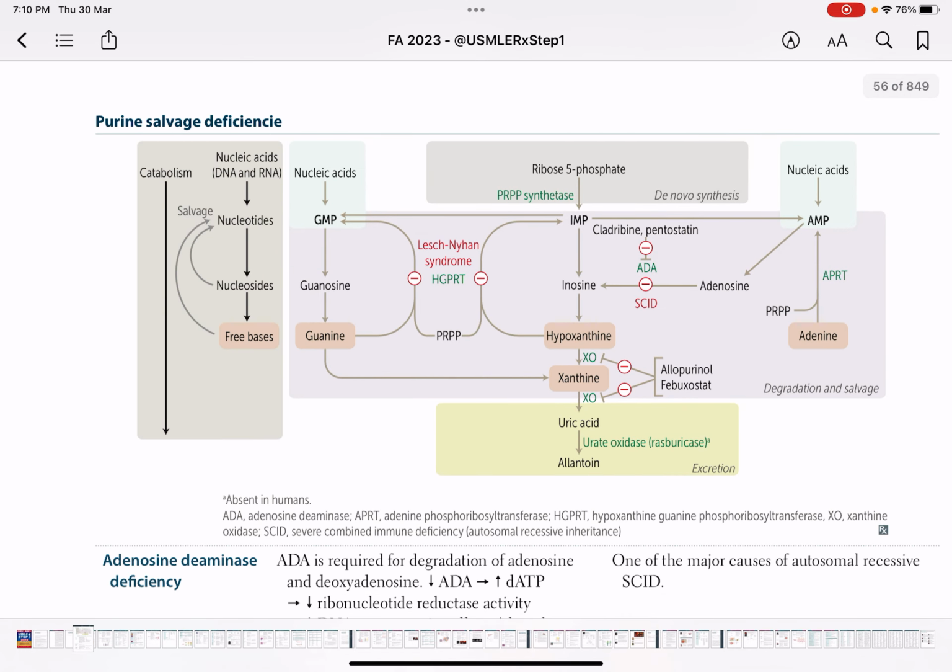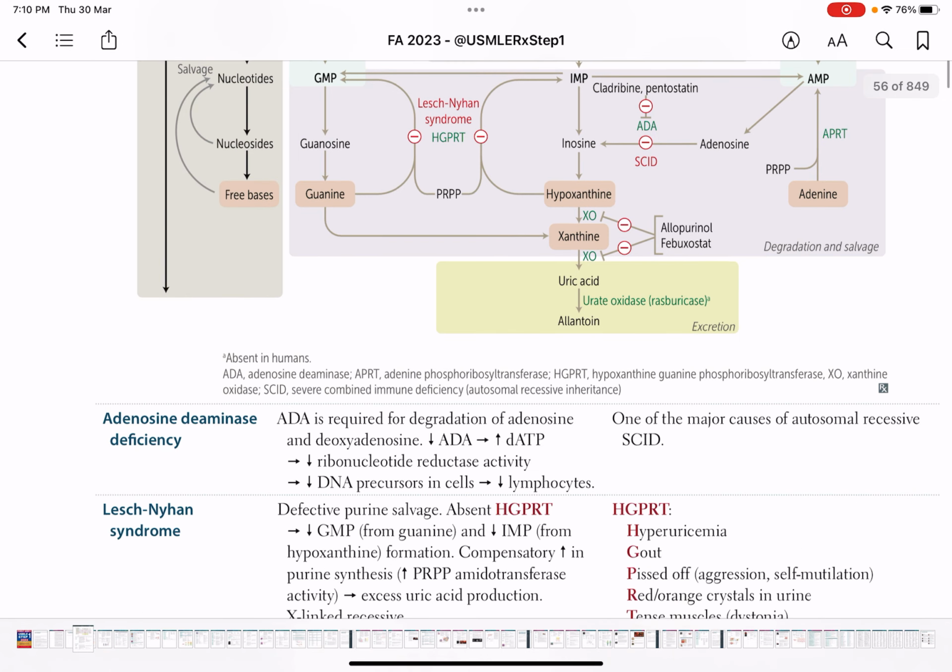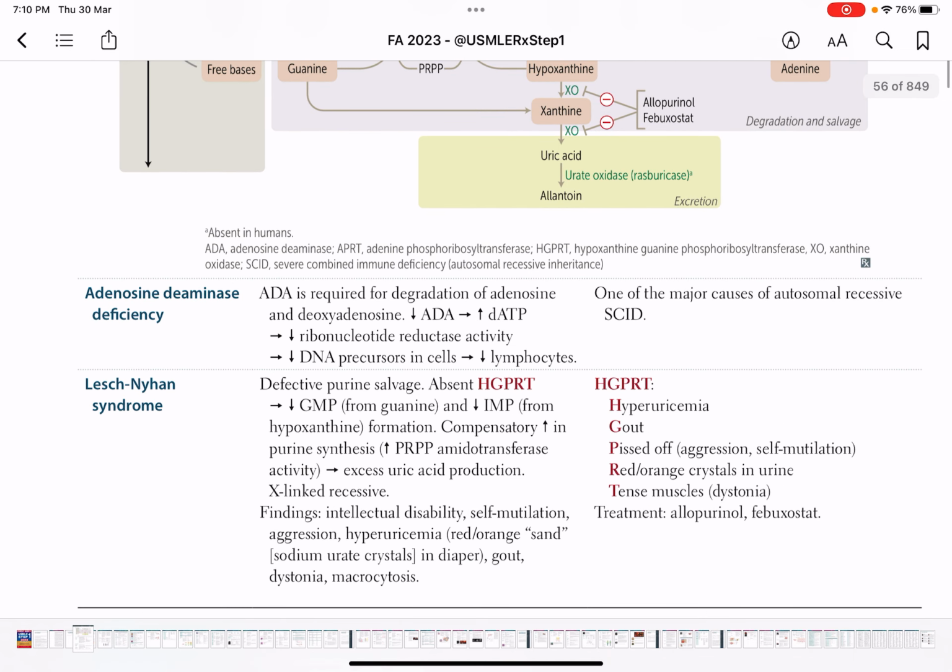Purine salvage deficiencies. The first of these is adenosine deaminase deficiency. ADA is required for the degradation of adenosine and deoxyadenosine. Decreased ADA leads to increased dATP and decreased ribonucleotide reductase activity. So there are decreased DNA precursors in the cells and decreased lymphocytes. It is one of the major causes of autosomal recessive SCID.